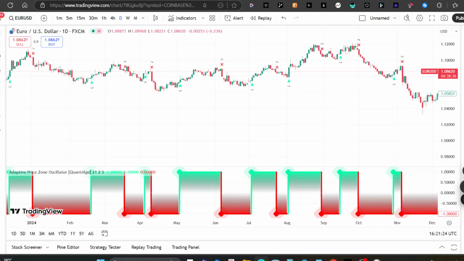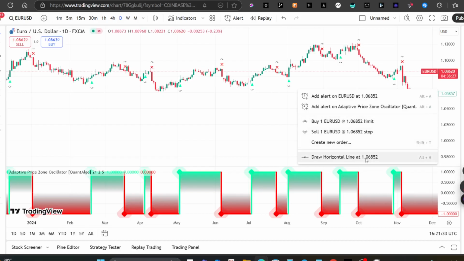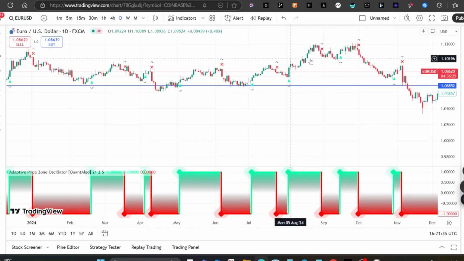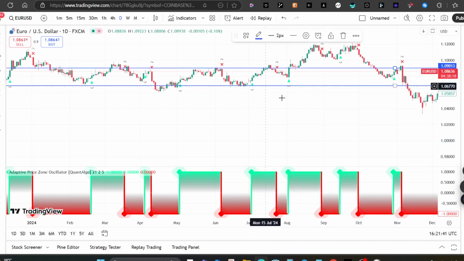Remember that support zones are areas where price has previously bounced back up, while resistance zones are zones where price has previously struggled to break through to the upside. So you can also mark those zones manually on your chart, where you have multiple rejections.